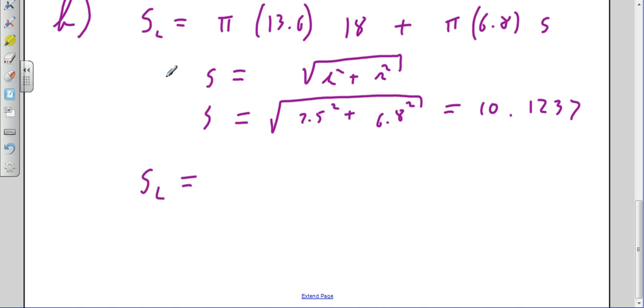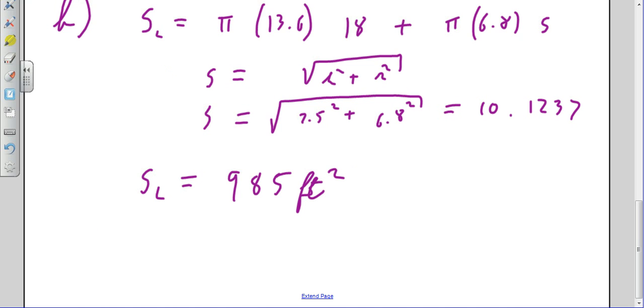So the answer that I just got times 6.8 times pi plus pi times 13.6 times 18. So I'm going to end up with 985 feet squared as my lateral surface area.